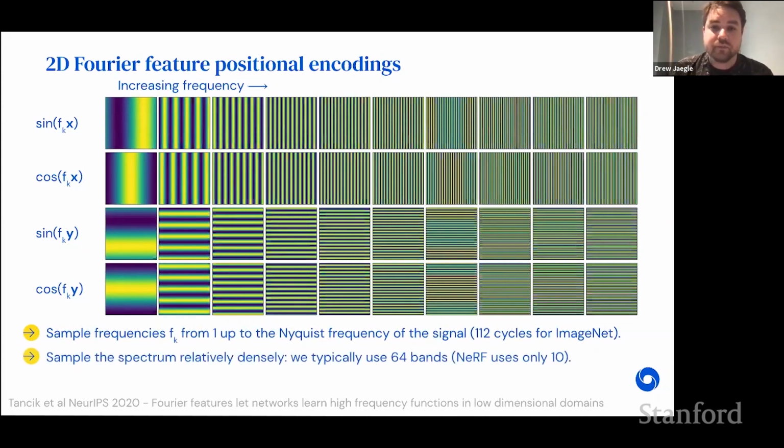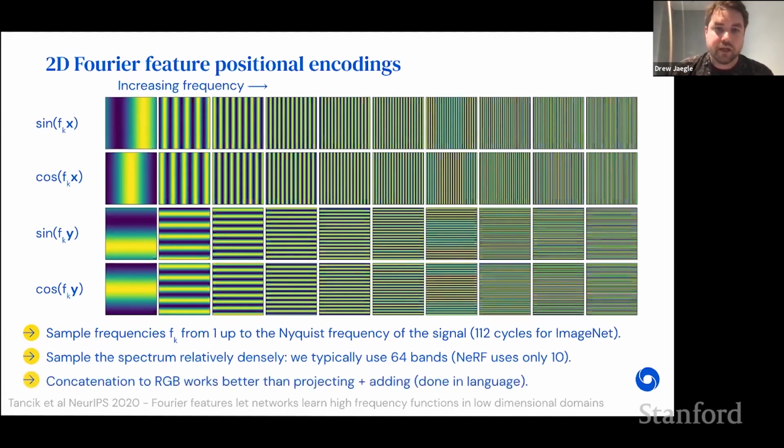We also found that sampling the spectrum relatively densely tends to help. The contrast here, at the time we were developing this, was with respect to NeRF. NeRF, at least in earlier implementations, used quite a small number of frequency bands. We found that the more we added, the better we did. So in general, this is something to be attentive to.